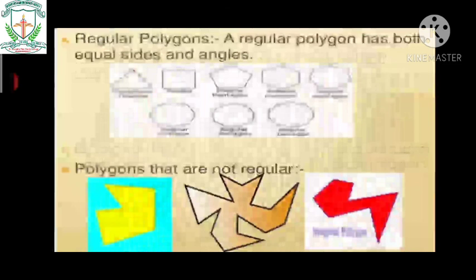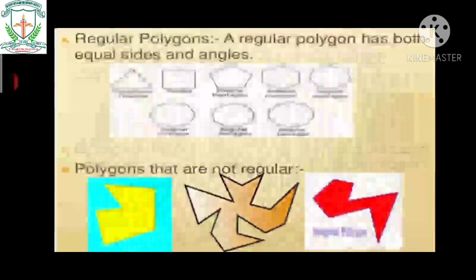See, a rectangle or other than an equilateral triangle. We cannot say all triangles are regular polygons. Only the equilateral triangle is a regular polygon, but other triangles are irregular polygons. So you can observe three figures. These are examples for irregular polygons.